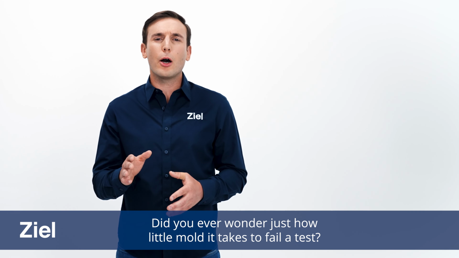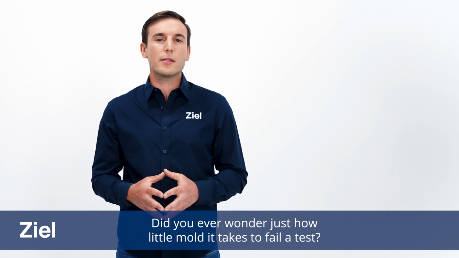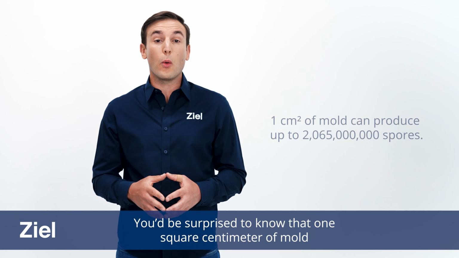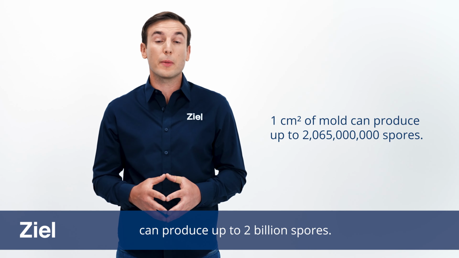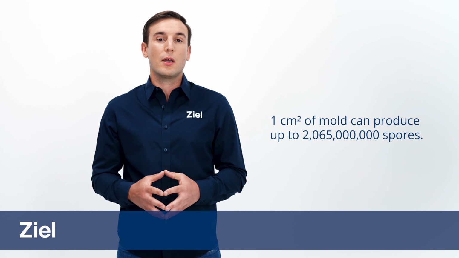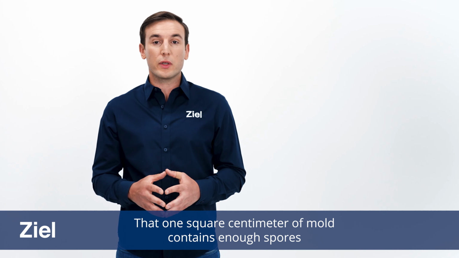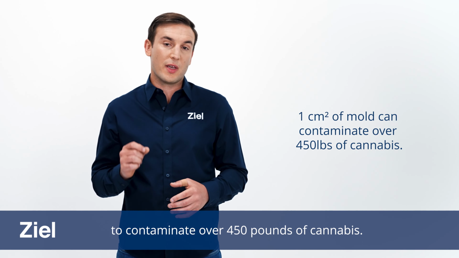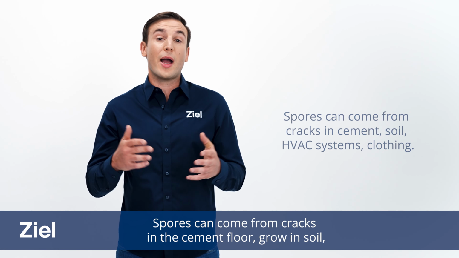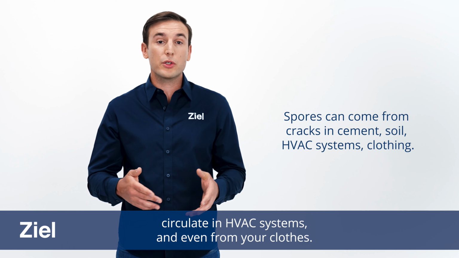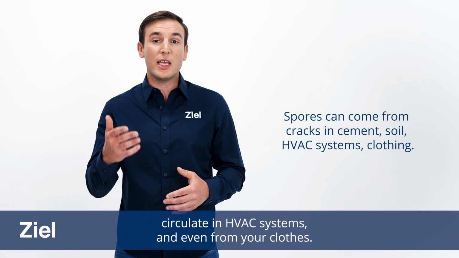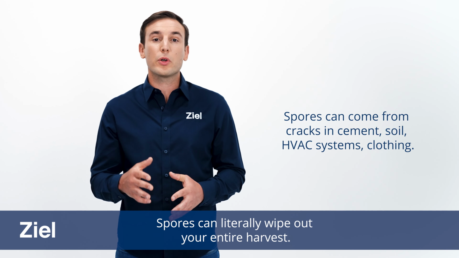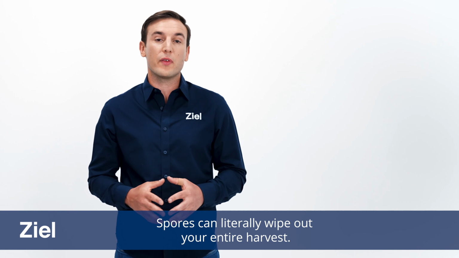Did you ever wonder how little mold it takes to fail a test? You'd be surprised to know that 1 square centimeter of mold can produce up to 2 billion spores. That 1 square centimeter of mold contains enough spores to contaminate over 450 pounds of cannabis. Spores can come from cracks in the cement floor, grow in soil, circulate in HVAC systems, and even from your clothes. Spores can literally wipe out your entire harvest.